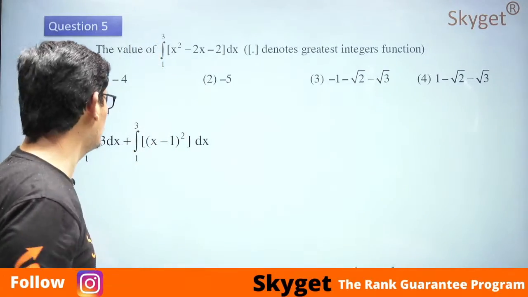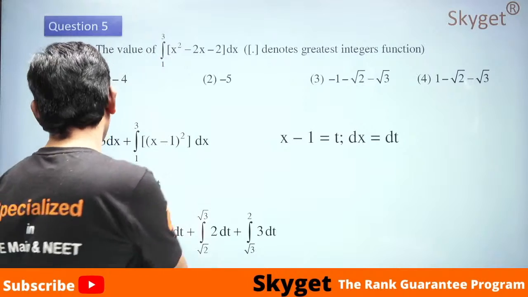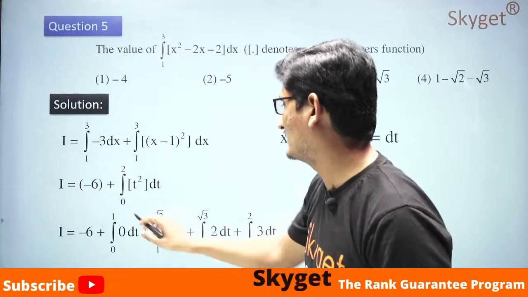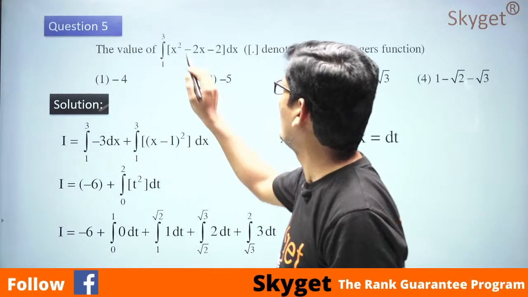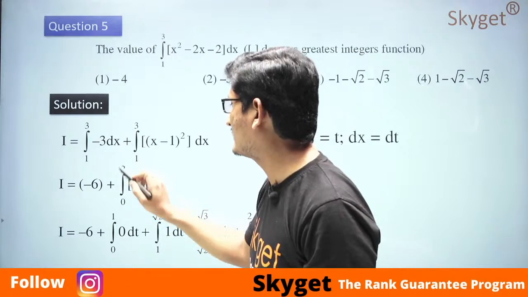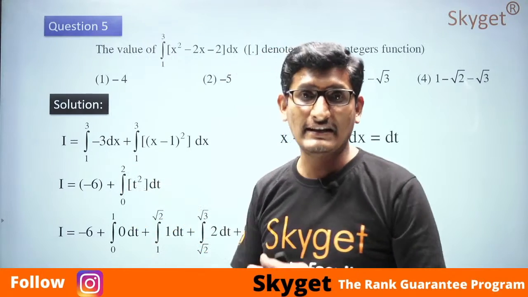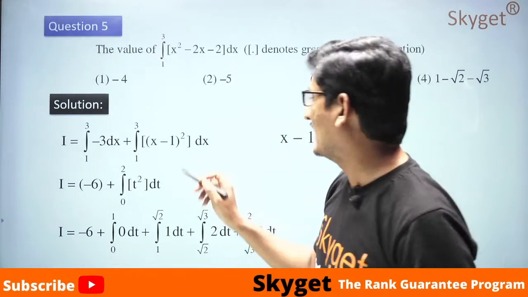Let's see the answer here. X minus 1 is equal to t, dx is equal to dt. After that we get minus 6 plus the integral of step of x minus 1 whole square. But here the limits are changed. Why are we changing the limits? Because x minus 1 is equal to t, so we have to substitute the x values here.